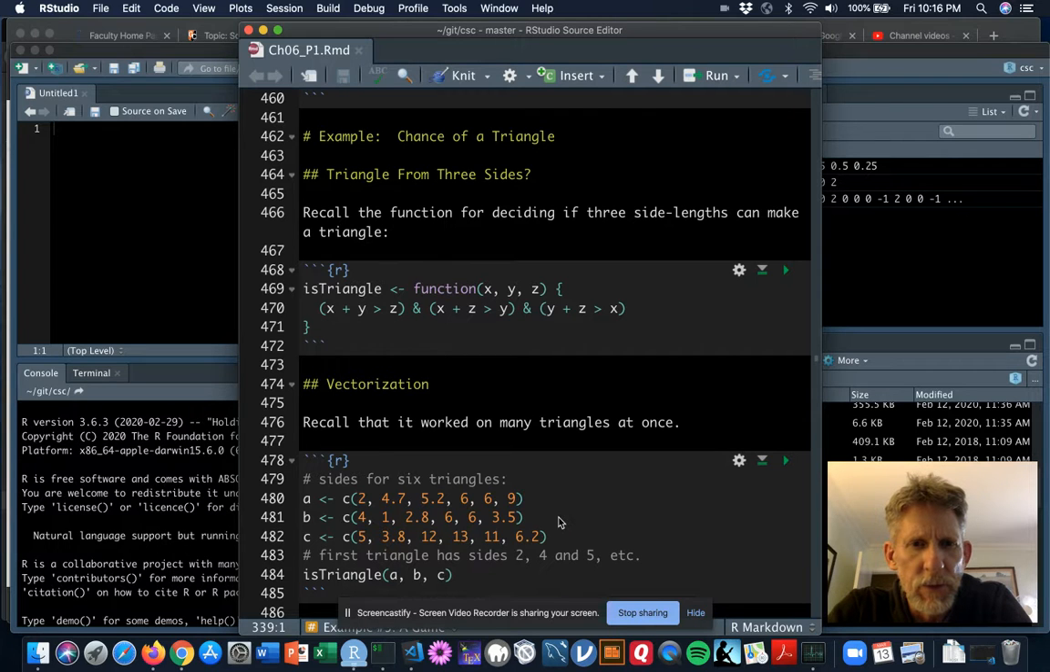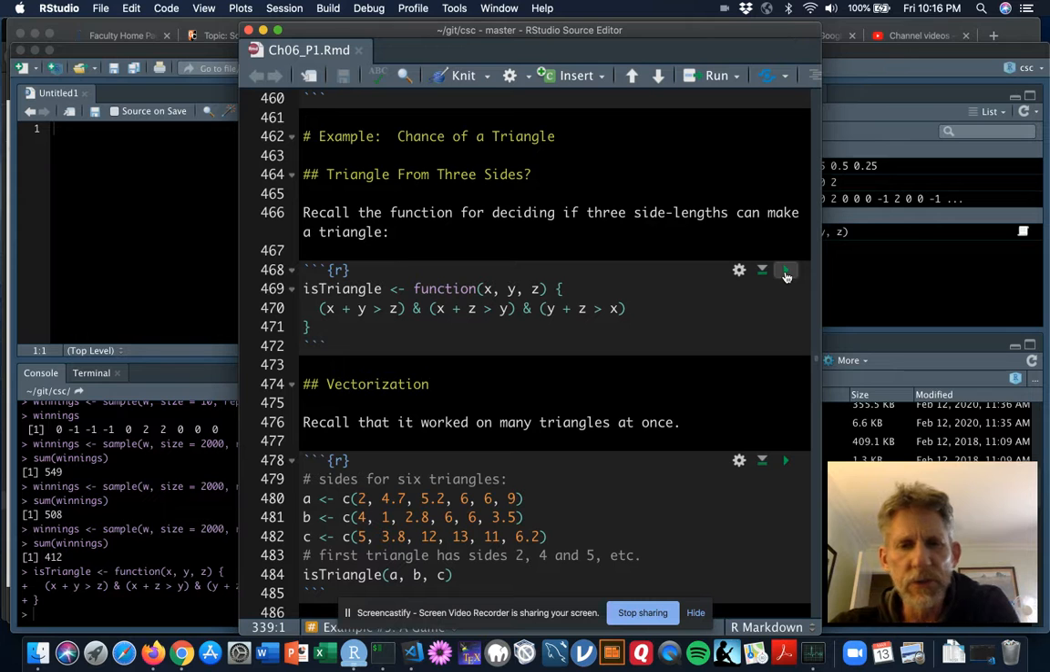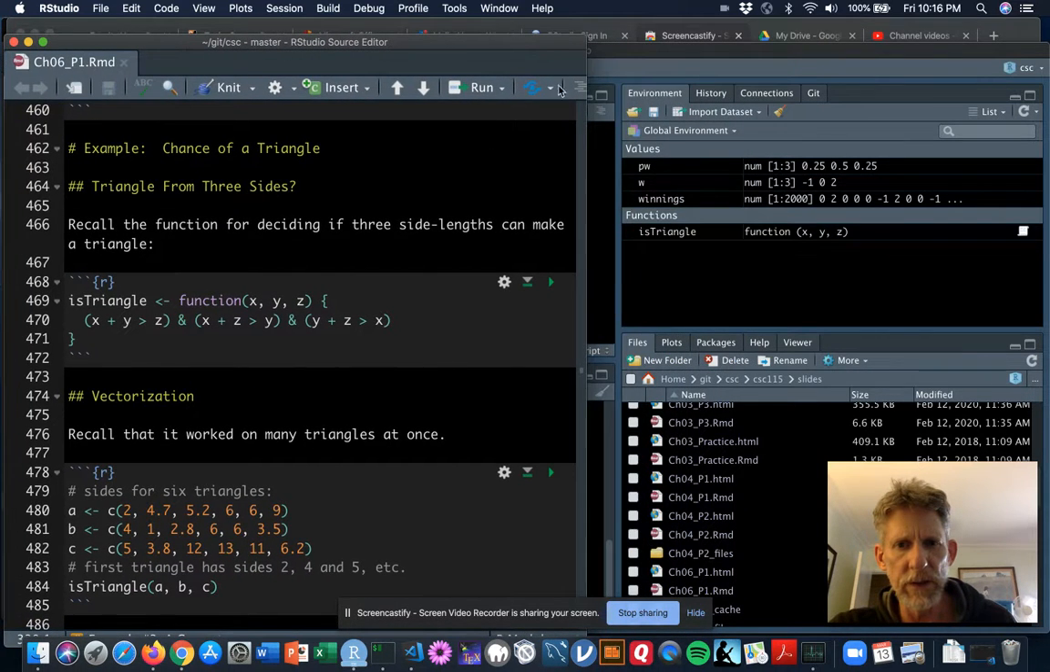So you will recall that we wrote a function back in chapter 3 for deciding if three side lengths can make up a triangle. That function is isTriangle that we see right here. If you click on the little right arrow, then you can teach that function to your global environment. You see it's over here, isTriangle. How nice.